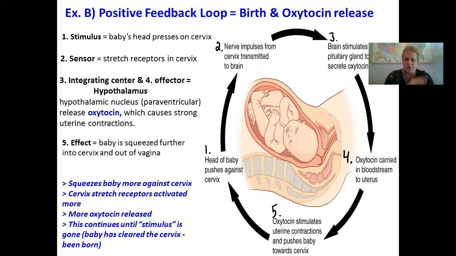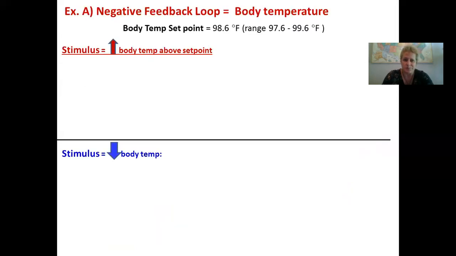Okay, so now we're going to move on to a couple of negative feedback examples. We won't get to all of them, but we'll start with one. Body temperature. Negative feedback. I want you to pay attention to the arrows. So our body temperature is 98.6. In some individuals it's a little lower, and some it's a little higher. But really we've got a range of about 97.6 to 99.6. That's our range. Now we're going to start with what happens if body temperature goes too high.